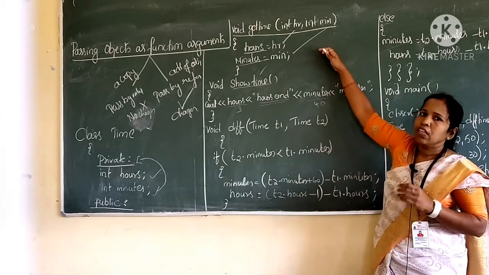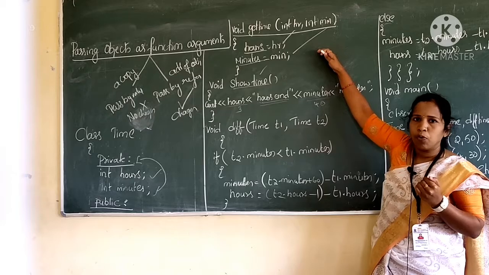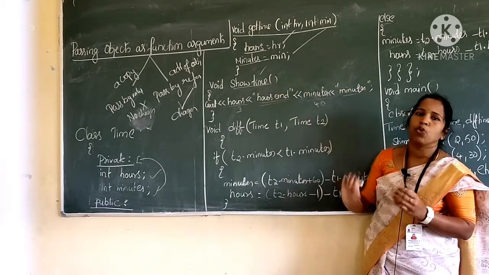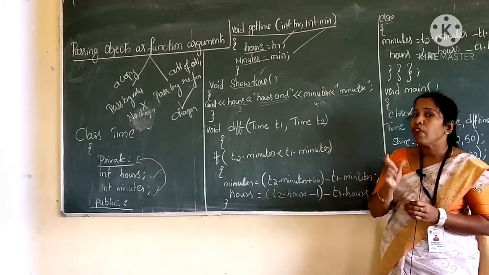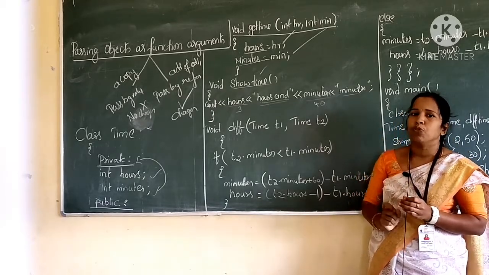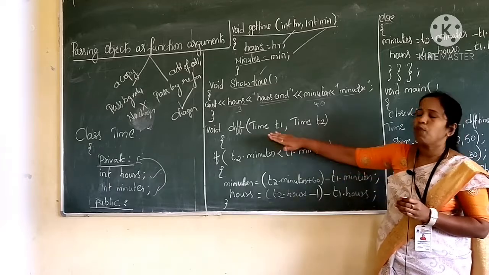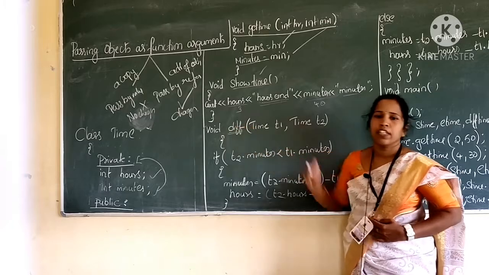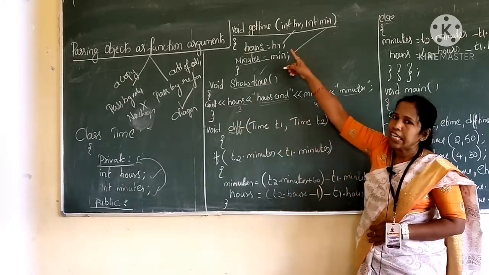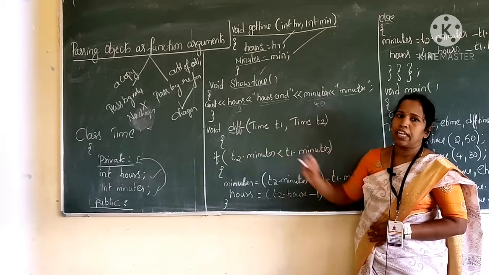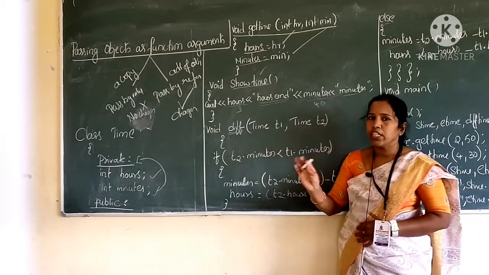So accepting the values hours and minutes from the keyboard, and displaying the values hours and minutes using show time. Now I told I want to find out the duration, right? Starting time, ending time, I want to find out the duration here. So that's why I am taking one more member function, that is difference, right? So the first member function is get time, the second member function is show time, and one more member function is time difference, right? Duration I want to find.